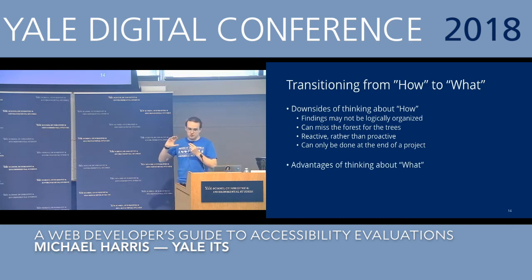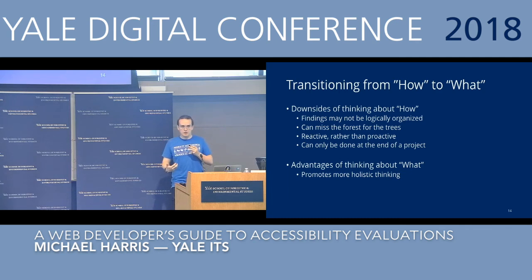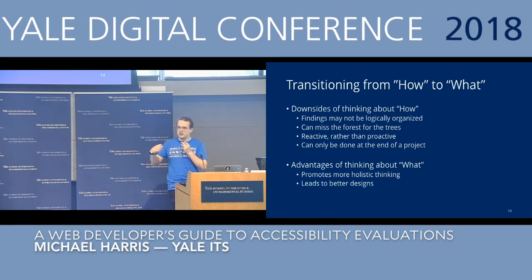When you transition from thinking about the how to test to the what to test, you think more holistically. While you can't run an automatic scanner, or do a user test, or do a code inspection on a Photoshop mockup, you can think, what is the heading structure going to be of this page? What is the landmark structure going to be on this page? What are the keyboard interactions that I need to plan for? I don't necessarily need a JavaScript widget that's built in order to think through the accessibility implications of the keyboard interaction. It can lead to better designs because you're getting those implementations early.